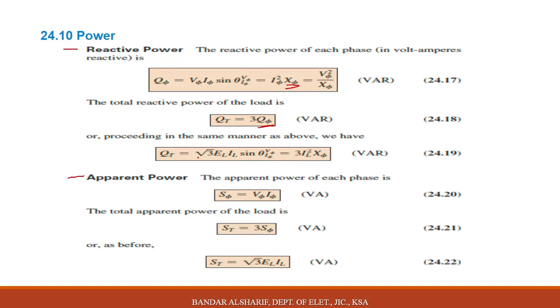Finally, the same thing, you can multiply root 3 by voltage line, I line, sine of theta V minus theta I. For apparent power, it is similar to active and reactive, but without sine or cosine. You can multiply phase voltage by phase current, and then multiply 3 by the single phase power to get the total power, or you can directly multiply voltage line by I line with root 3.